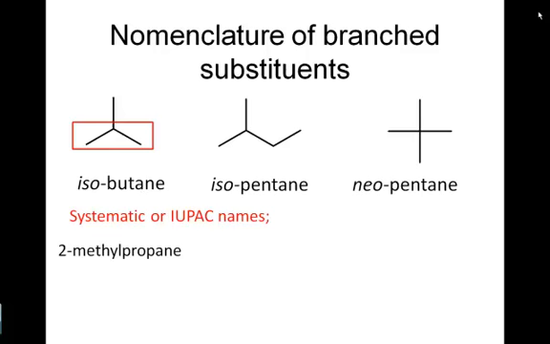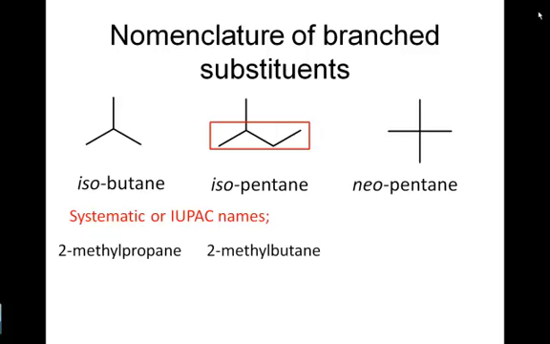Our second example, isopentane, has a 4-carbon continuous chain with a 1-carbon branch. My 1-carbon branch is at the 2 position. Since I have a 4-carbon chain, that would make this a butane. It is a methylbutane, and the methyl group is at the 2 position, so it's 2-methylbutane.